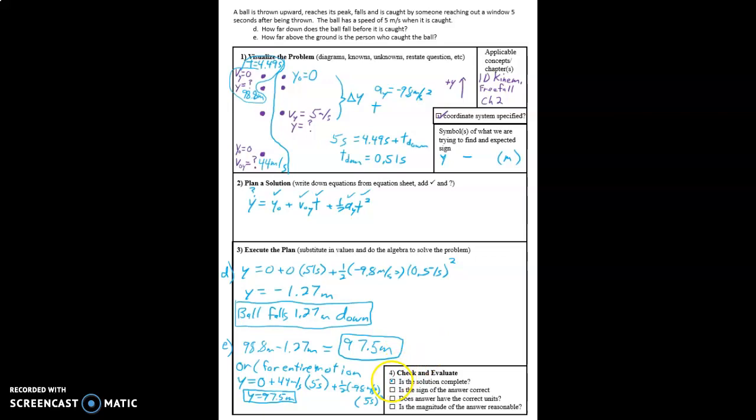Is the solution complete? Yes, we did parts D and E. The signs of the answers made sense. We got a negative value there, which we expected, and then we reasoned this out to get 97.5, or we solved for y relative to the initial starting point, and we got a positive value. It ends up higher than where it started, so both of the signs make sense, the units all worked out, and the magnitudes are all reasonable, which we discussed previously.